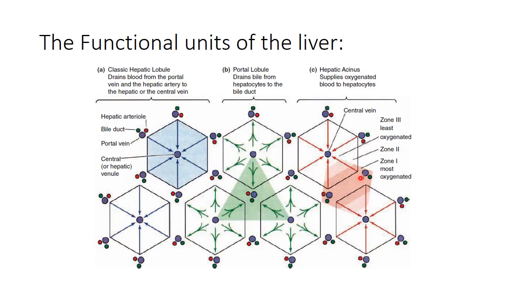However, histologically, on a slide, we cannot see a portal lobule. This is an imaginary area. We cannot see a hepatic acinus. Also, this is imaginary. We can only identify and see the classic hepatic lobule.